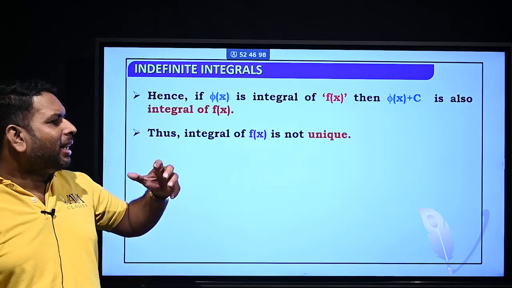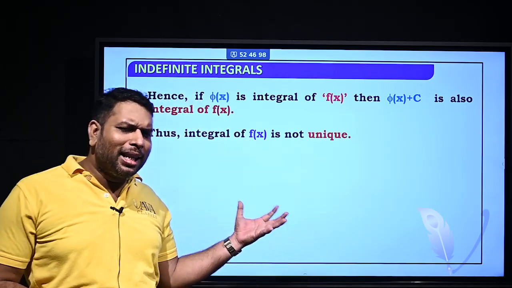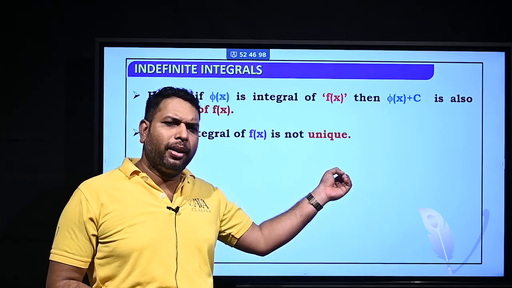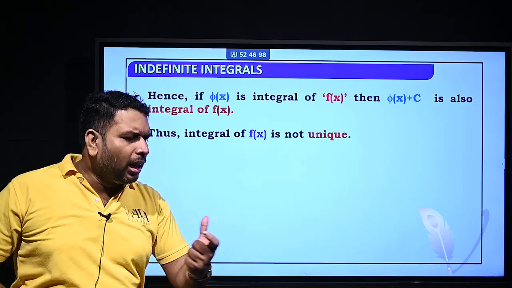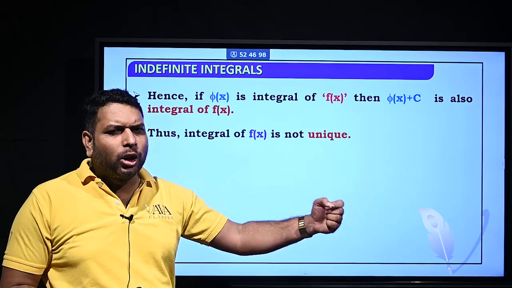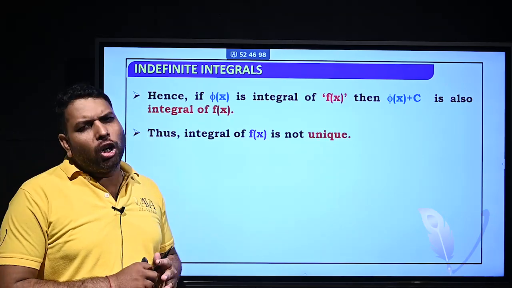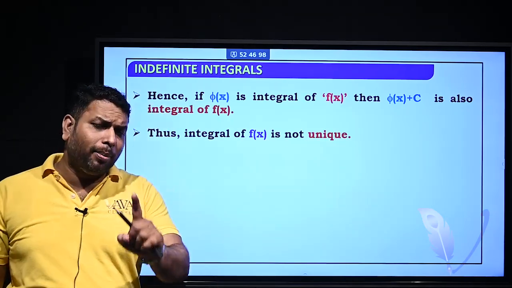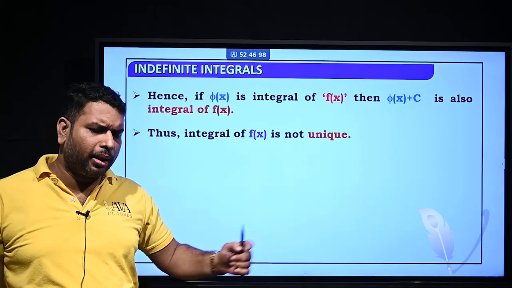Integration of f x is phi of x, and also phi of x plus c, and c may be any arbitrary constant. It may be phi x plus 1, phi x plus 2, phi x plus 3. So integration is not unique. But derivative is always unique, while integration is not unique.